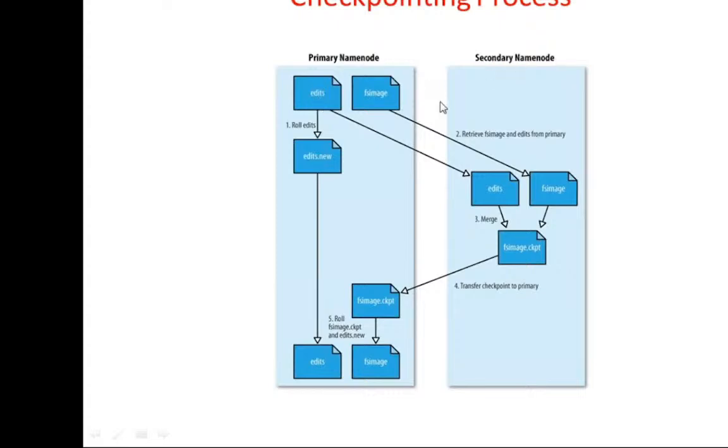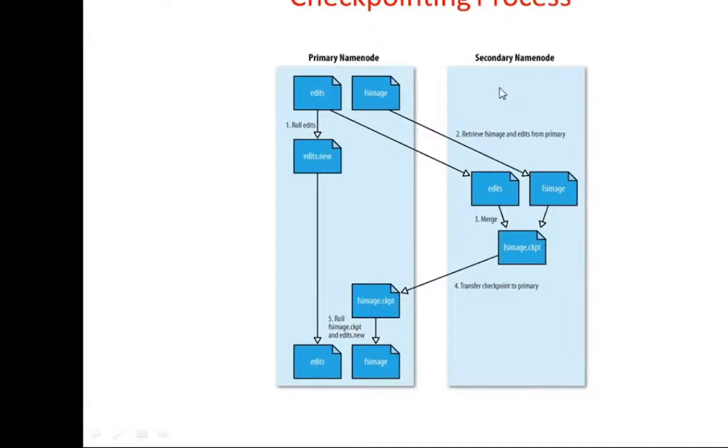Now what the secondary name node does is pull these two files into its own server, merge both of them, create a new FS image file, and then transfer it back. It's a periodic process which runs after a certain interval, and this cycle always continues. This process is known as the checkpointing process, and while doing so it also keeps a copy of the updated FS image on its server. So if for some reason this name node crashed or failed, we always have a backup present in the secondary name node.